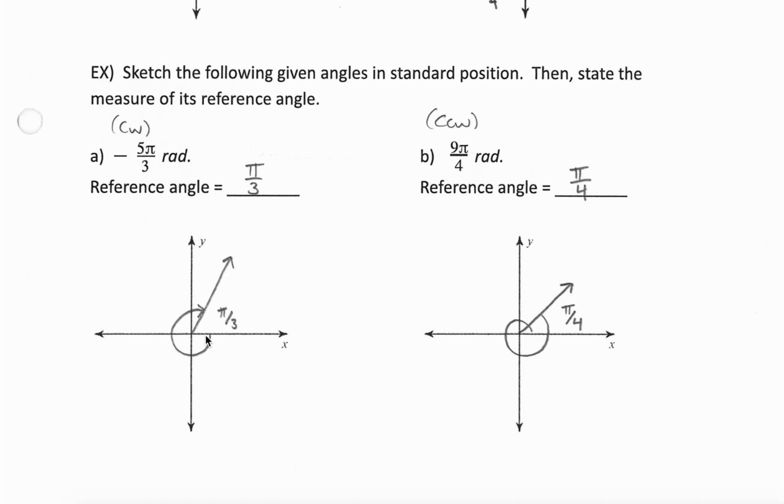It was negative, so we made sure and went clockwise. Here we have a positive, so we're going to go counterclockwise. We're going to go 9/4 pi. So again, thinking in terms of a half circle or a full circle. A full circle would be 8/4. That would be equivalent to 2. So this is actually a full rotation plus an extra fourth. So that leftover is my reference angle there. Go a full rotation plus an extra half a quadrant. That's pi over 4, or 45 degrees.